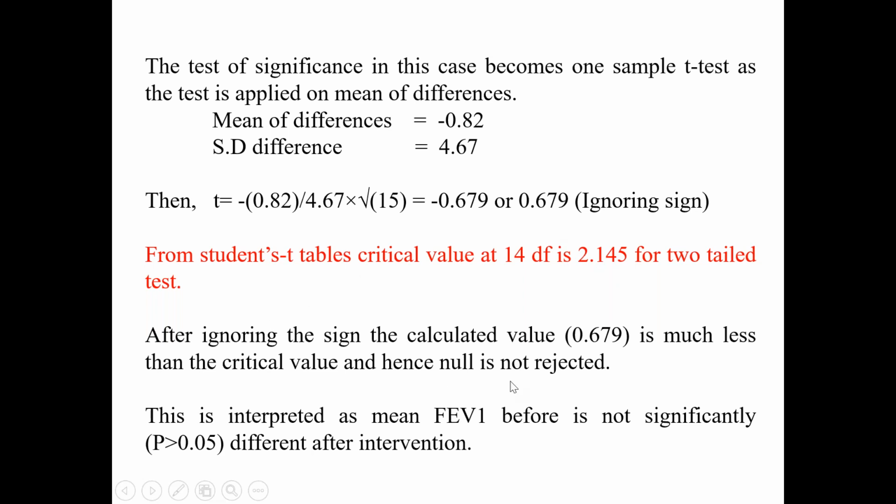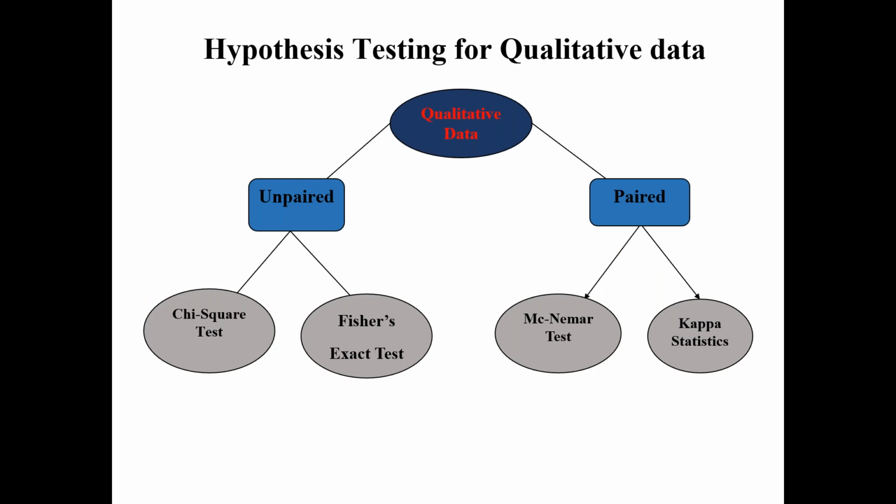So this value is much less than the critical value, and hence the null hypothesis is not rejected, it is accepted. So it is interpreted that FEV1 before is not significantly different from after the intervention. That means the drug has no effect on the asthma. This is how you interpret. All right, so this is about the paired t-test.